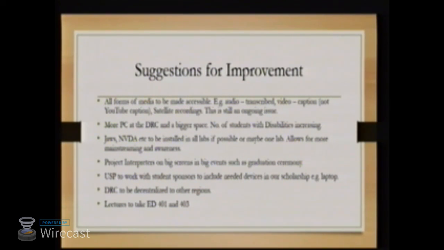And for our DRC space, the numbers of students with disability are growing, because of how accessible USP is now. So of course with growth comes the need for space, so we need a bigger space. So we are hoping that we have JAWS and other tools installed in all labs so that we are not cocooned to one corner of USP.